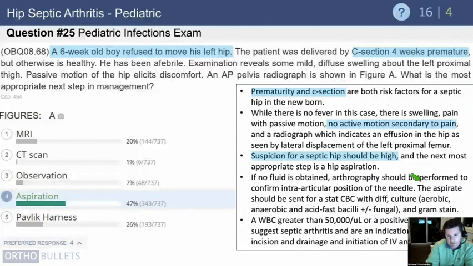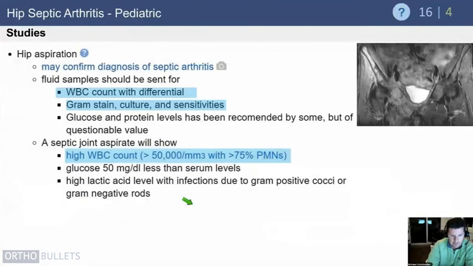And that's because you have to worry about a septic hip in this premature infant that is refusing to move the hip. The key here is if you look at the answers, several people choose Pavlik harness, and this is because it does look like maybe it's a subluxed or dislocated hip in a young child. However, you have to realize that DDH is not painful, so you have to really think infection in this case.